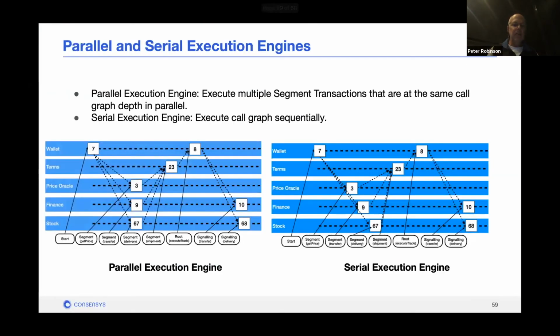There are parallel and serial execution engines. If you execute everything in parallel, it happens quicker, but alternatively, you can use a serial execution engine. There are various scenarios where serial might be better than parallel. It allows you to do slightly different things.